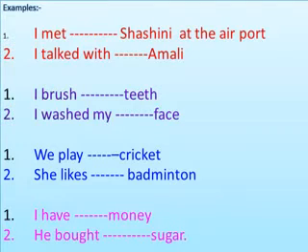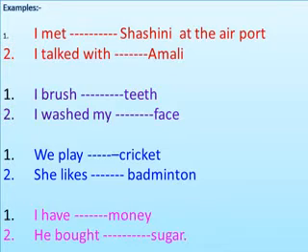Here on this page, there are two names in the first example, Shashini and Amali. Shashini is the name of a girl. Before names we don't use "the". Amali is the name of a girl. We don't use "the" before Amali. Look at the sentence. I met Shashini at the airport. We never say I met the Shashini at the airport. I talked with Amali. We don't say I talked with the Amali.